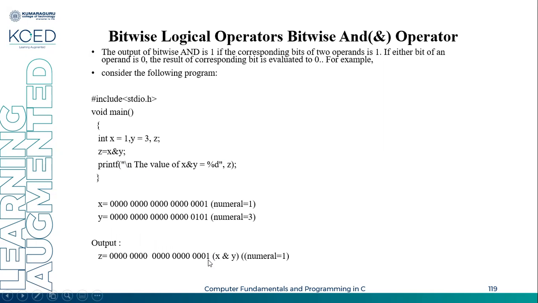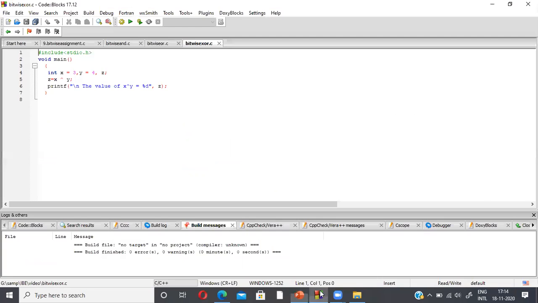We'll see how it happens. 1 AND 1 equals 1, so the first bit is 1. 0 AND 1 equals 0, and all other bits are 0. So the result is 0000000000000001, which is the binary representation of the numeral 1. So our output value is 1. Now we will see the program. We will execute the program and check the result.